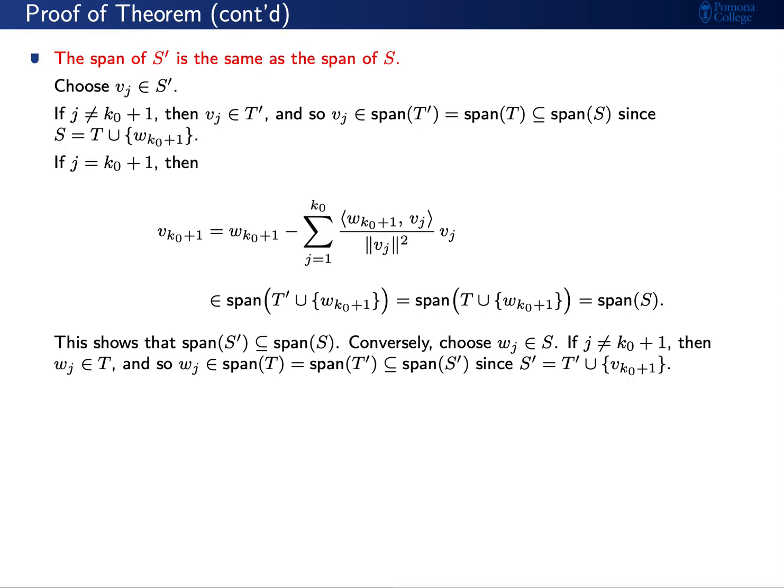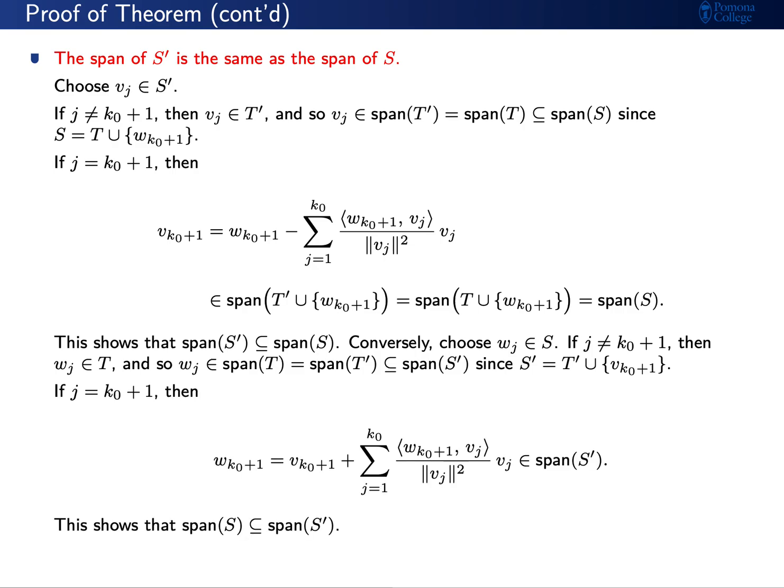So now we have to show the converse. So let's assume that w sub j is in S. Again, we have two cases. If j does not equal k0 plus 1, then we see that w sub j is an element of T, and pretty much the same proof as above, we see that w sub j must be in the span of S prime.